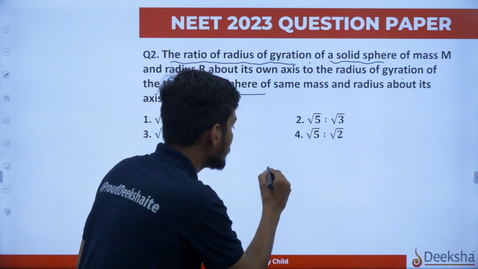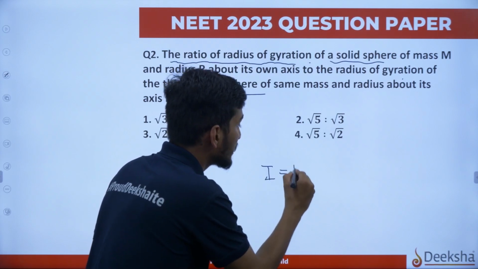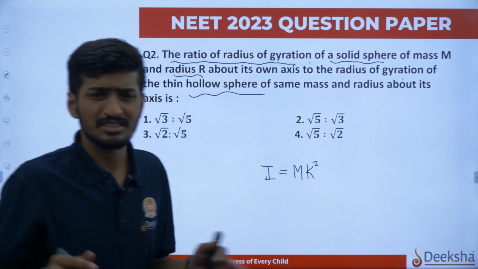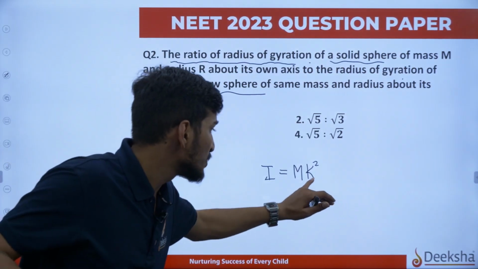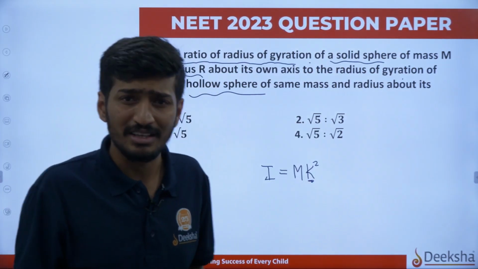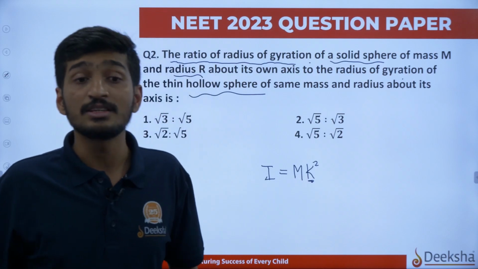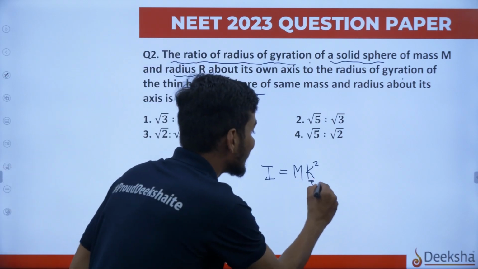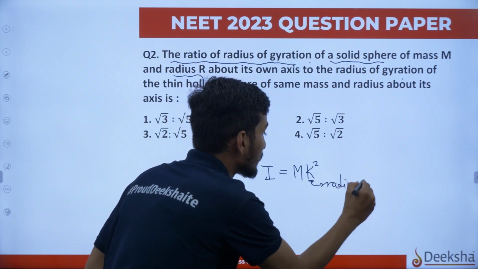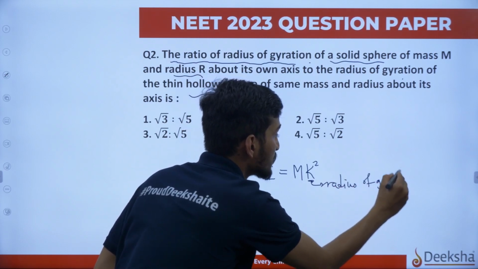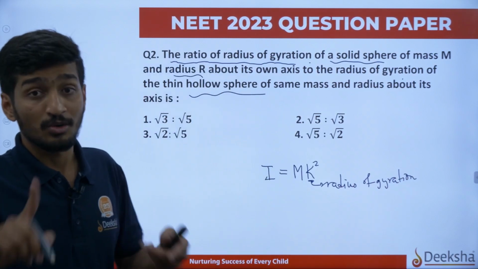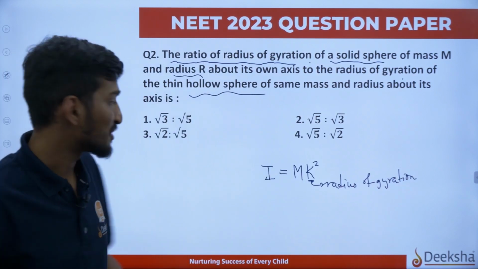So what is radius of gyration then? Moment of inertia I is equal to m k square. Sometimes you'll see the G symbol used here. Basically it means the same thing. This k here is the radius of gyration. So what this question asks you essentially is to find the ratio of these two for a hollow sphere and then for a solid sphere.